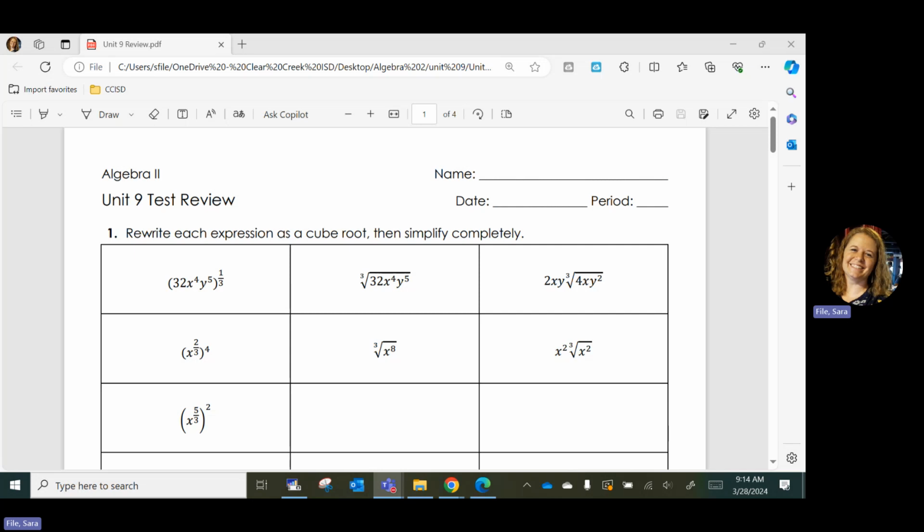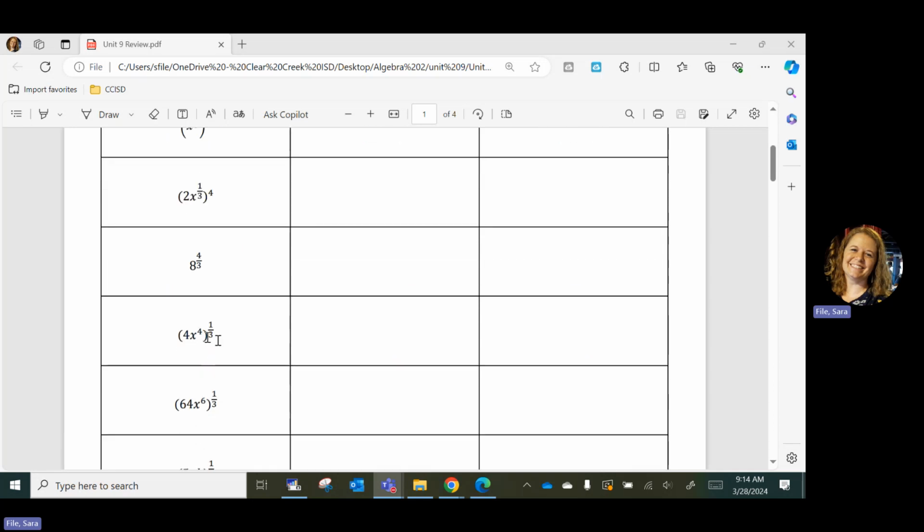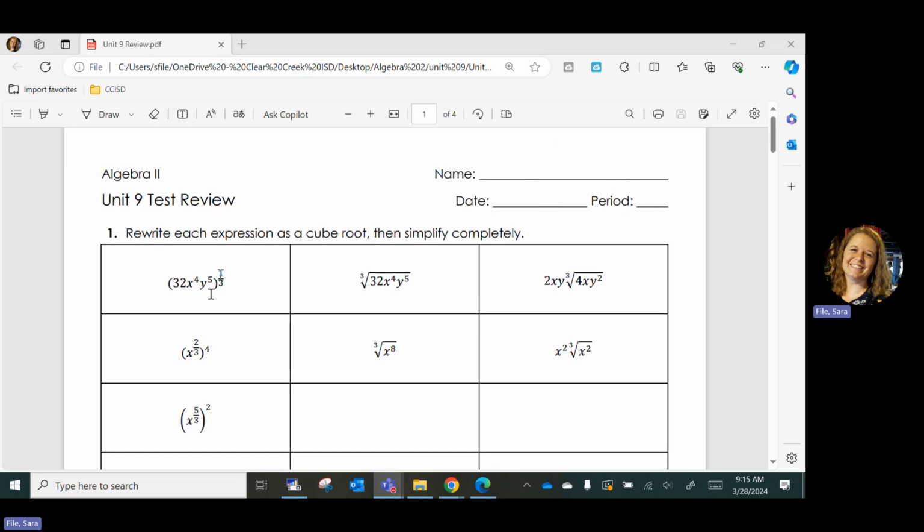This first page is just a table practicing rewriting each expression as a cube root and then simplifying. The left column is what it's starting as, an exponential. In this case, this is a rational exponent because it's got a fraction. They all are, so they're all starting as rational exponents. We're going to rewrite it as a cube root, and then we are going to simplify if possible.